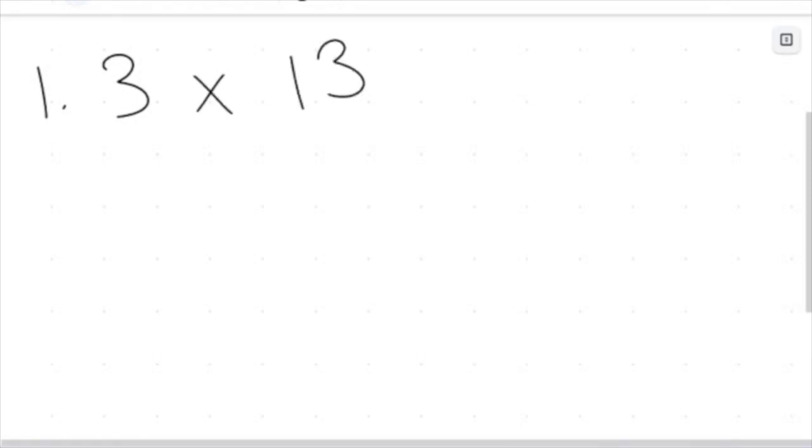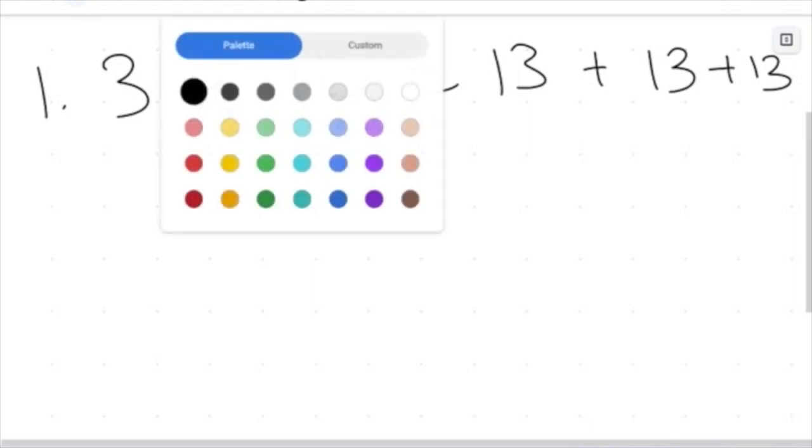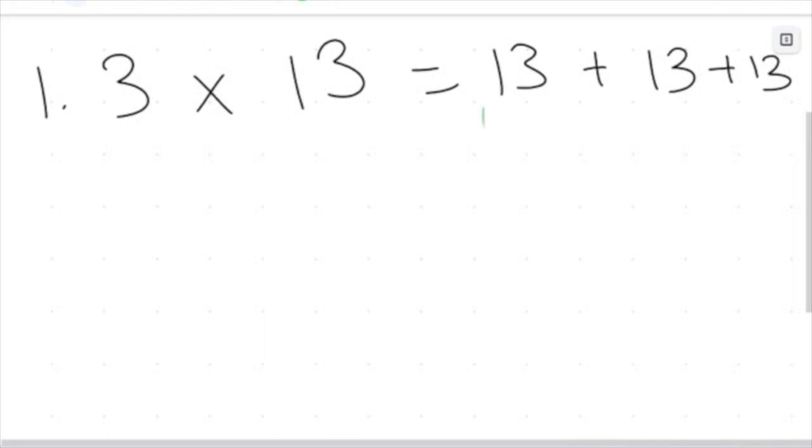3 times 13. Now, I can do this in a similar way as I did before, because we remember that multiplication is just an abbreviation of addition. So I can write this as, well, there's 3 groups of 13. So 13 is being added to itself 3 times. And then there's a little bit of effort in adding all of these together. So we will get, for example, 13 plus 13 gives me 26. And if I add another 13 to that, that gives me 39.